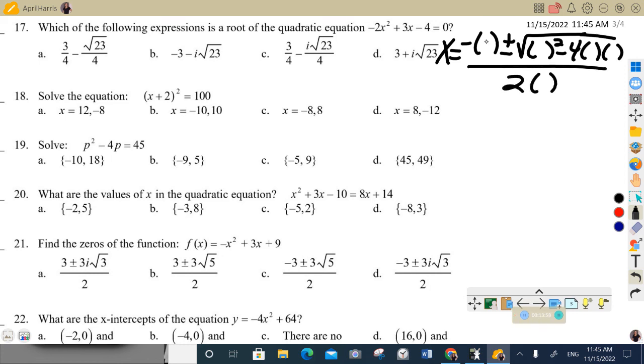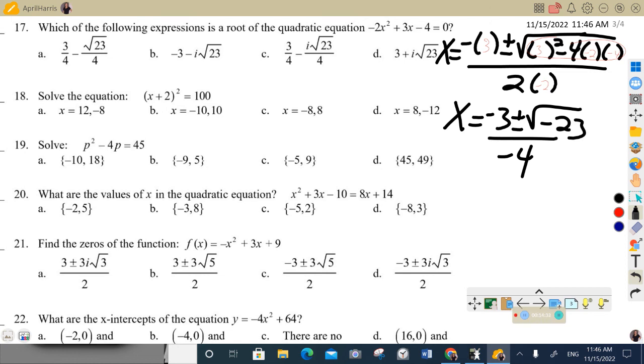Your b is 3. Your a is negative 2, and your c is negative 4. So I get negative 3 out front. In the denominator, I got negative 4. I've got to remember I can't leave a negative 4 in the denominator. Plus or minus the square root of, I'm going to type in all the stuff underneath the square root. And I get negative 23.